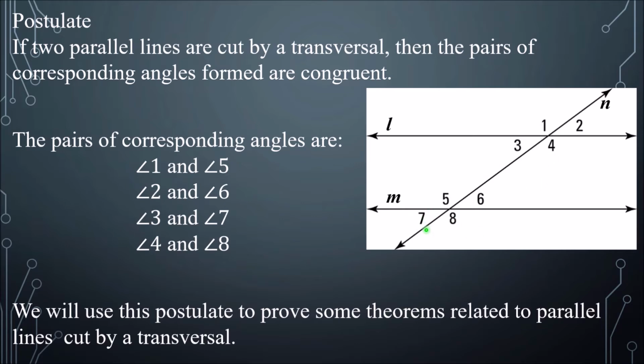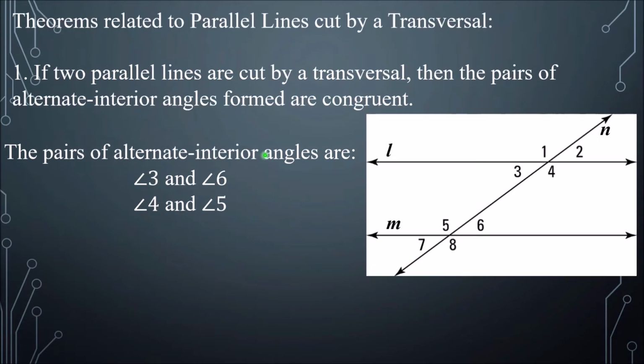So meaning to say there are 4 pairs of corresponding angles that are formed when parallel lines are cut by a transversal. And take note that these corresponding angles are congruent. So that's the postulate, and we will use this postulate to prove some theorems related to parallel lines cut by a transversal. That's the first theorem. If two parallel lines are cut by a transversal, then pairs of alternate interior angles formed are congruent. So that's the first theorem.